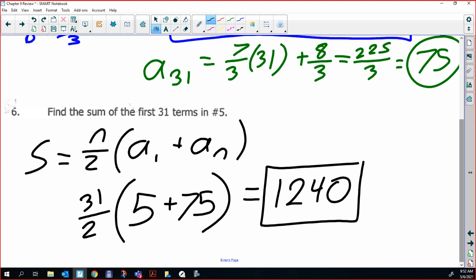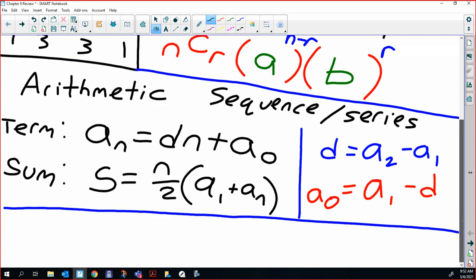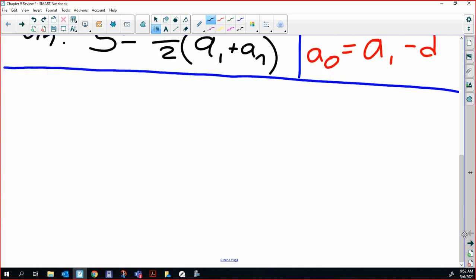All right, so that's arithmetic. We're going to go backwards a little bit. We're going to go back to the notes. We're going to talk about geometric real quick, and then we'll do some more examples. All right, so those were arithmetic sequence and series formulas. Now we'll talk about geometric.